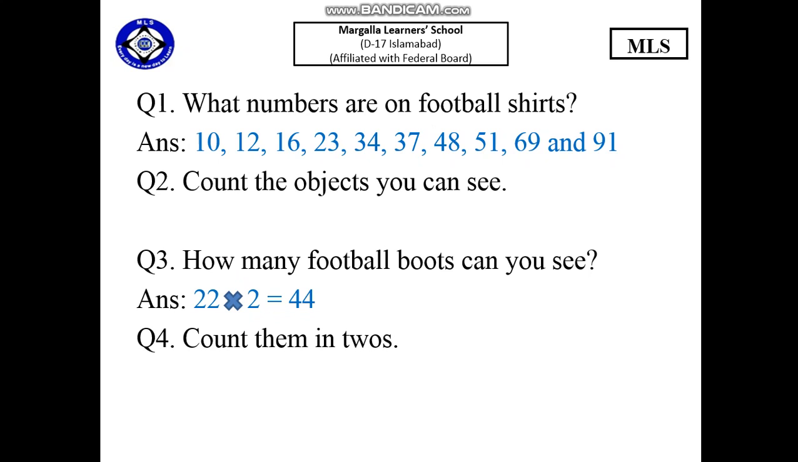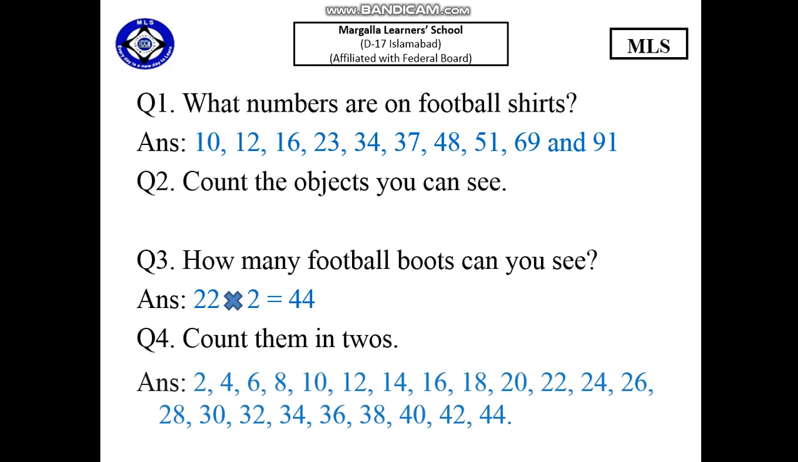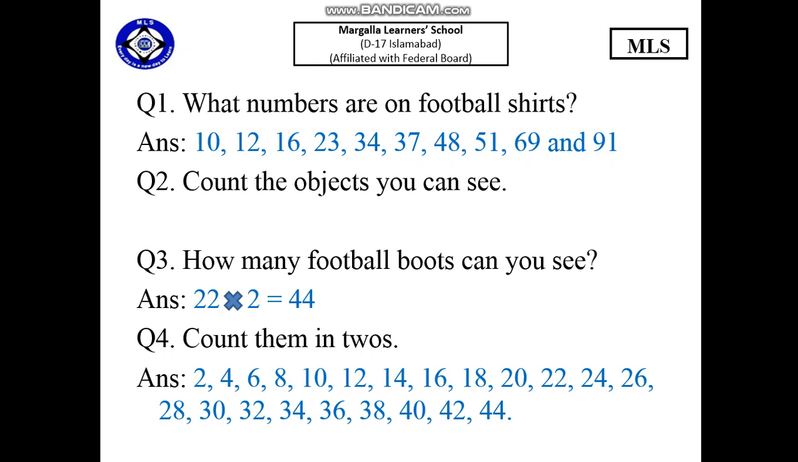Okay, now count them in twos. This means that you have to use the table of 2 like 2, 4, 6, 8. Just like we did ones and tens, you will make the difference of twos. Like for example, after 2 we have 3 and 4, right? Then after 4 we have 5 and 6. So we are counting in twos. Just like we did with tens and ones.